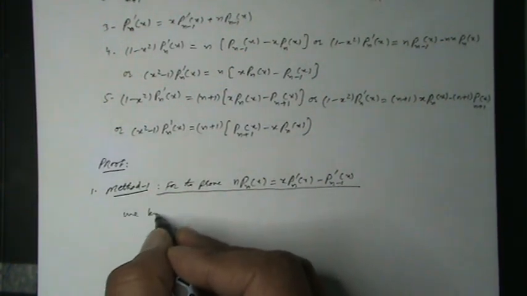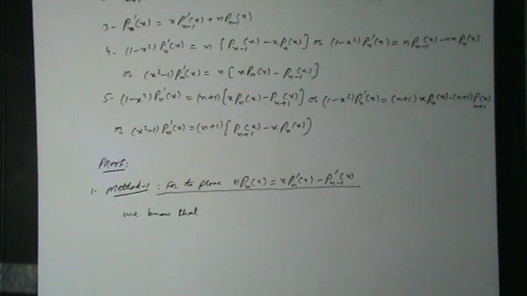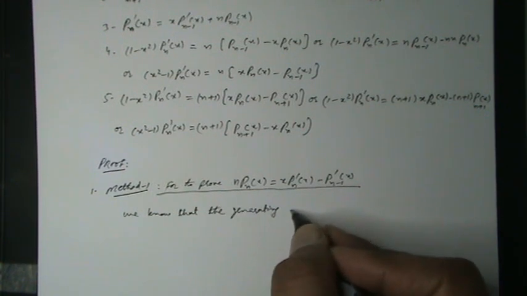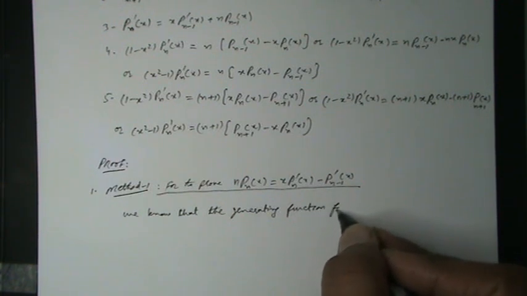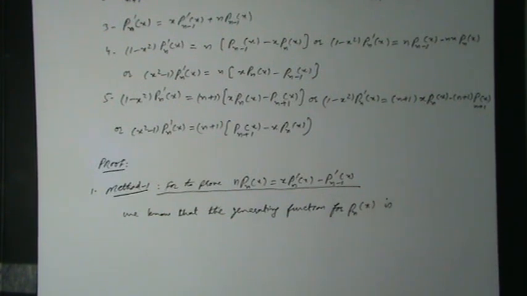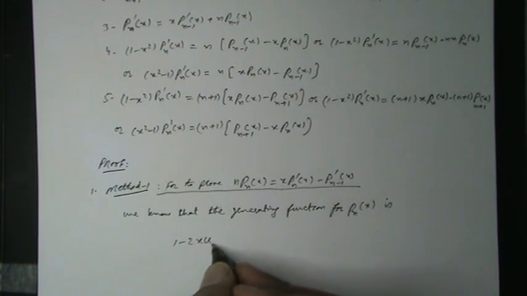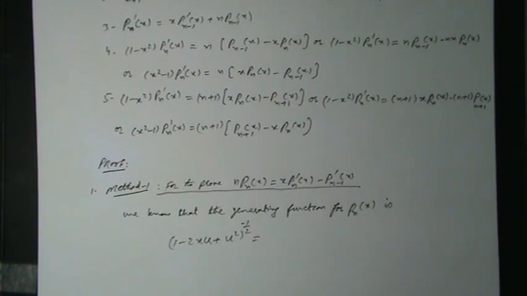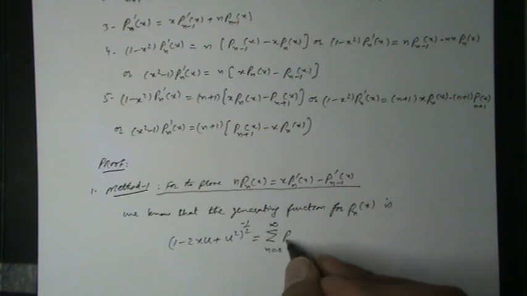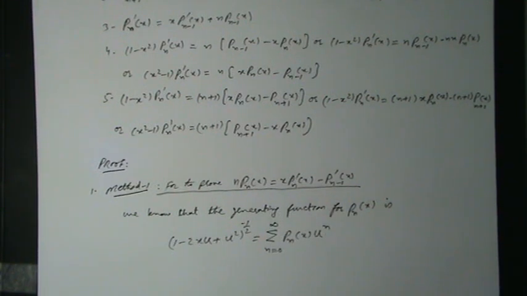we know that the generating function for Pn(x) is (1 minus 2xu plus u square) raised power minus 1 over 2, or it can be written as 1 over the square root of (1 minus 2xu plus u square), equal to sigma n from 0 to infinity Pn(x) u^n.